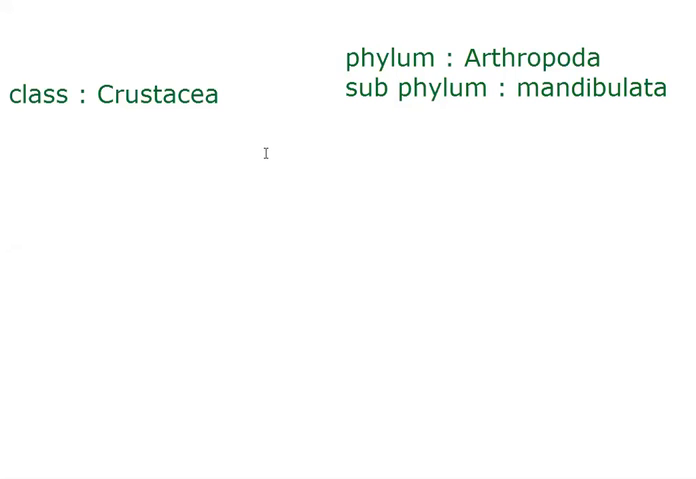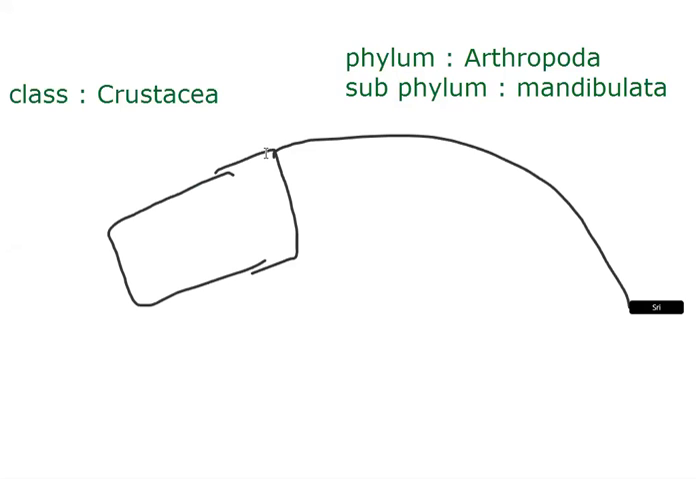To explain the characters of class Crustacea, we are taking a prawn as the model diagram. So let me draw that, the model diagram, mind map. The basic structure of the prawn we have drawn here.